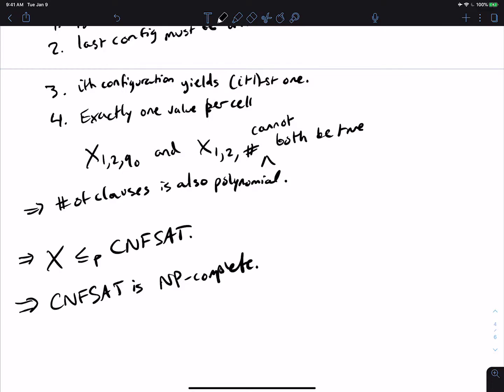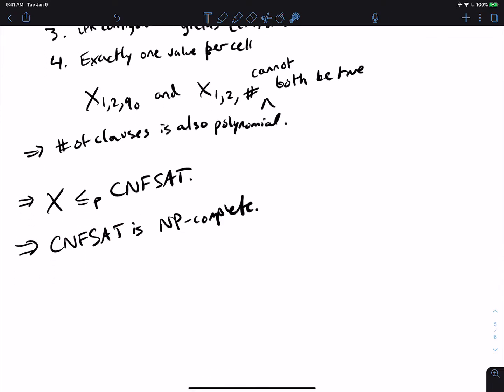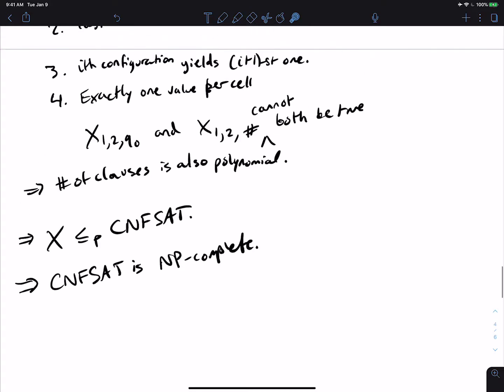And what we're going to look at next time is how do we get other problems to be NP-complete? Well, the good thing is, as long as we have an NP-complete problem, like we do with CNF-SAT, then it's easy to prove, much easier than this, to prove that other languages are also NP-complete.